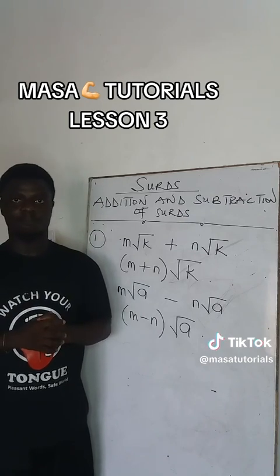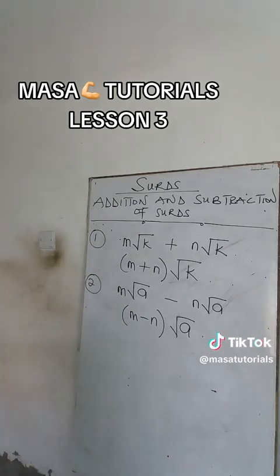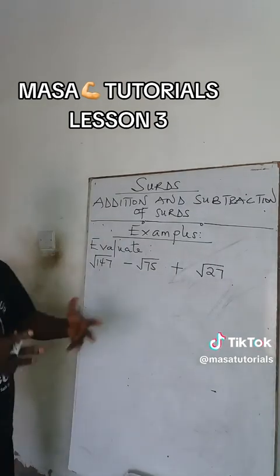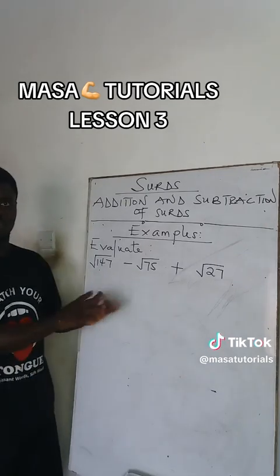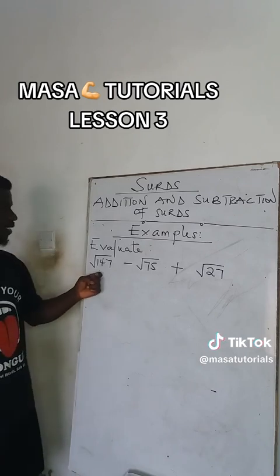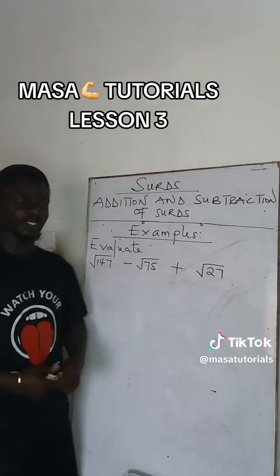Let's see illustrative examples. Alright, let's see this. Evaluate, which means you should get the value of this expression here. There is no equal sign, so it's an expression instead. Now, square root of 147 minus square root of 75 plus square root of 27.